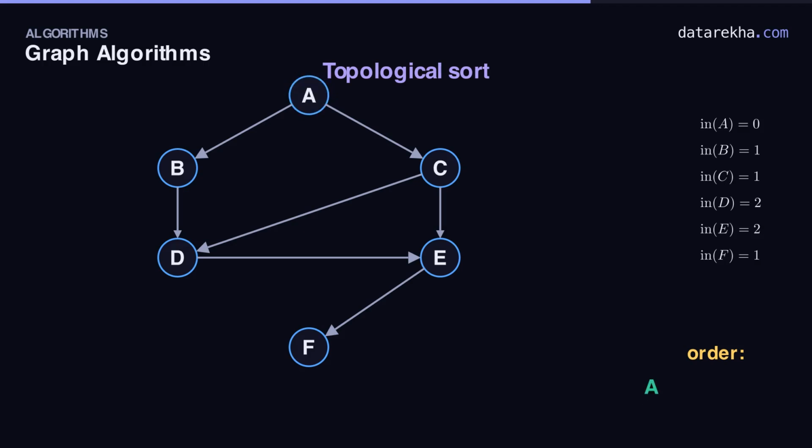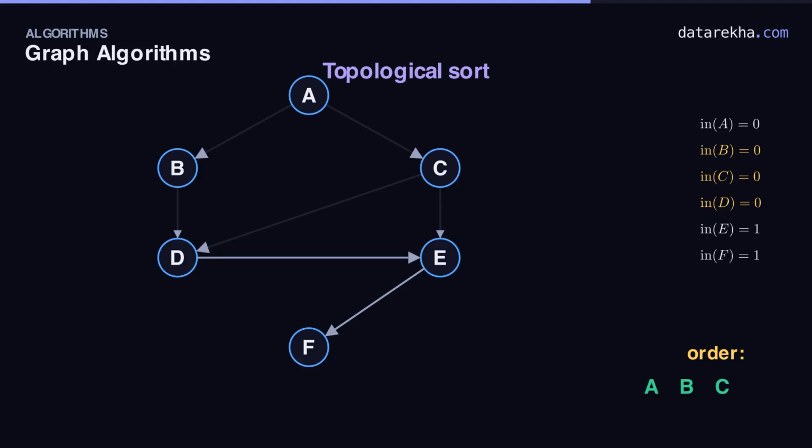Start with the in-degree 0 vertices. Just peel it off. Add A to the order and remove its outgoing arrows. That drops B and C to 0. Now B and C are ready. Take B next. Removing B's arrow drops D from 2 down to 1. Not ready yet. Take C.